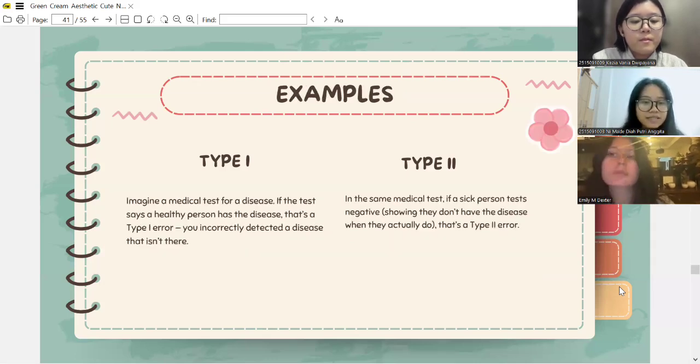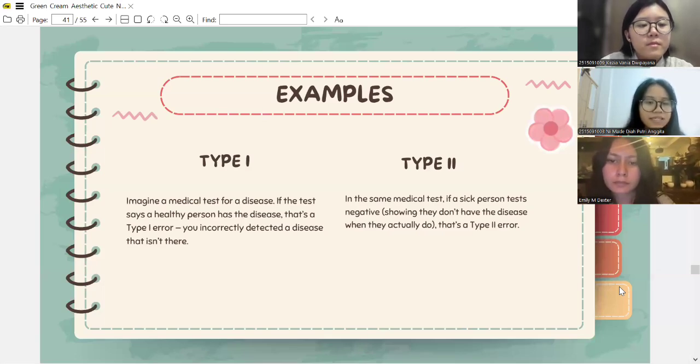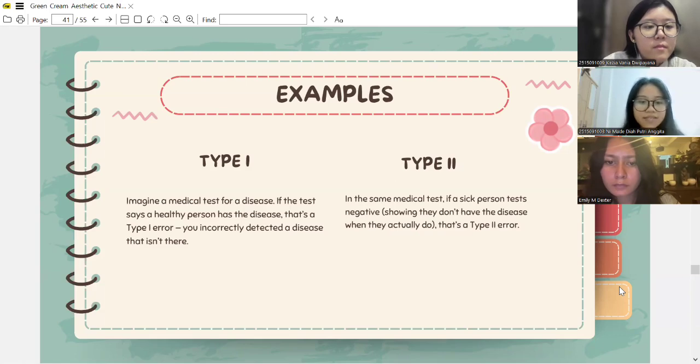So this is the example. The example for type 1 error: imagine a medical test for a disease. If the test says a healthy person has disease, that's a type 1 error. You incorrectly detected a disease that isn't there. Type 2 error: in the same medical test, if a sick person tests negative, showing they don't have the disease when they actually do, that's a type 2 error.